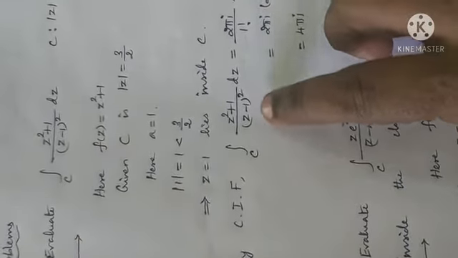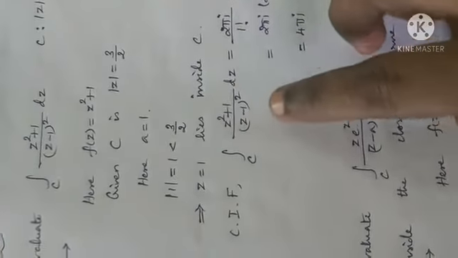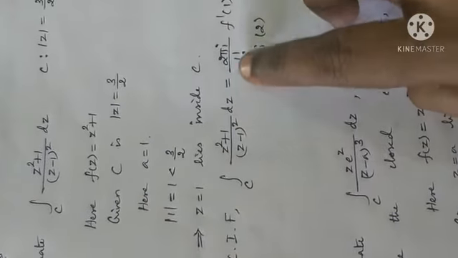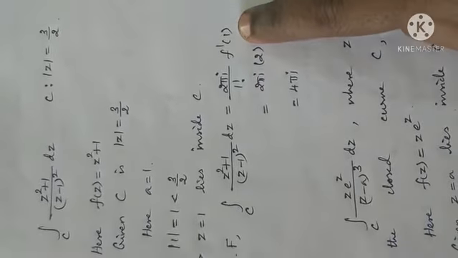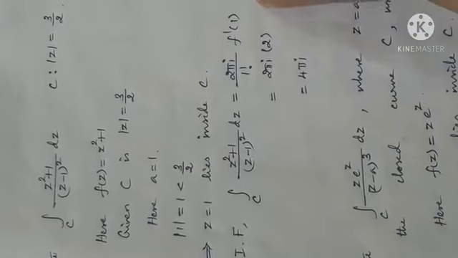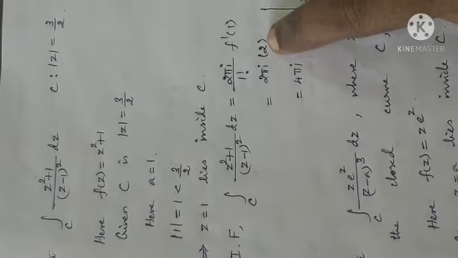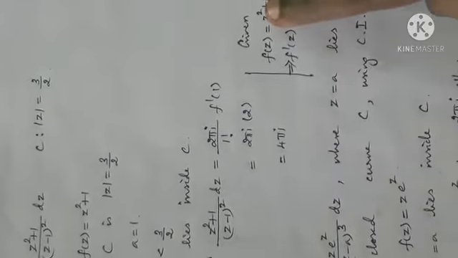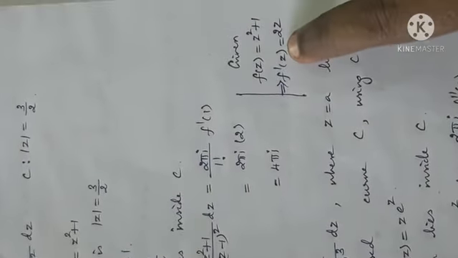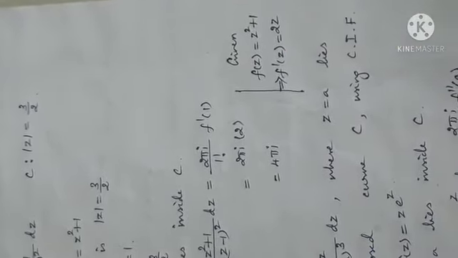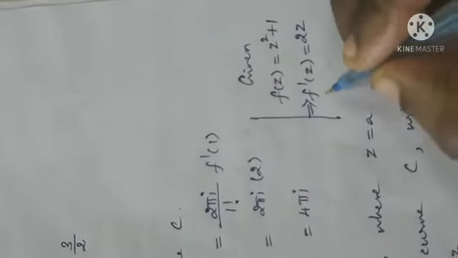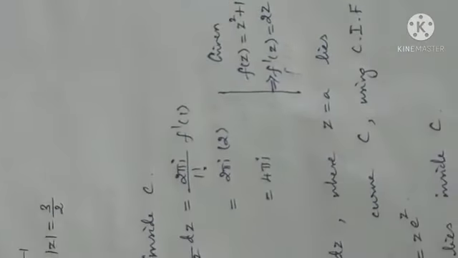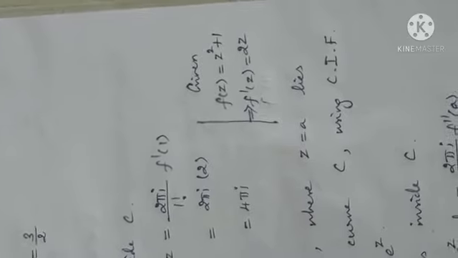That is what the Cauchy integral formula for derivatives says. The integral over C of f of z by z minus a whole square dz is 2 pi I by 1 factorial into f dash of A. Our A is 1 here. How can we find f dash of A? We know f of z. Find f dash of z. Replace z by 1. You will get f dash of 1. F dash of 1 is 2.